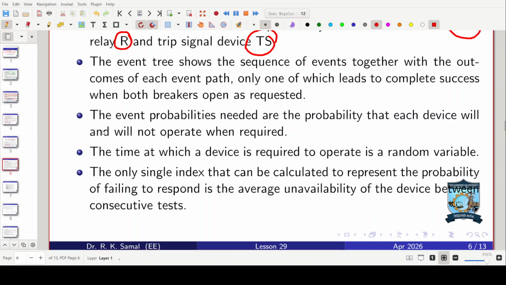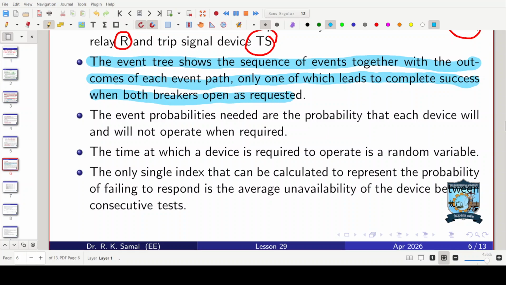So now I would suggest you write down this. Okay. So what exactly does the event tree show? The event tree shows the sequence of events together with the outcome of each event path, only one of which leads to complete success when both the breakers open as requested. So the point to note is only one of which leads to complete success. So there are several paths, but there is only one which leads to complete success.